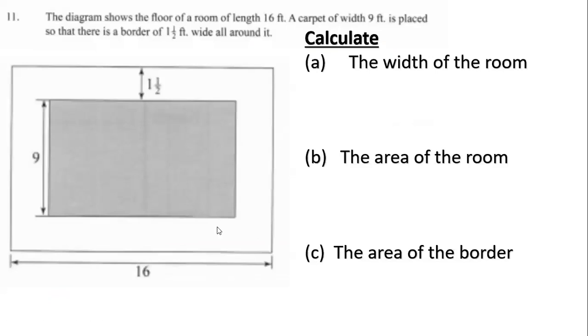Okay, so let's go ahead with Livingston. Izzo, can you go ahead and read the question, please? Start with the diagram. The diagram shows the floor of a room of length 16 feet. A carpet of width 9 feet is placed so that there is a border of 1.5 feet wide all around it. Calculate the width of the room, the area of the room, and the area of the border. Very good.